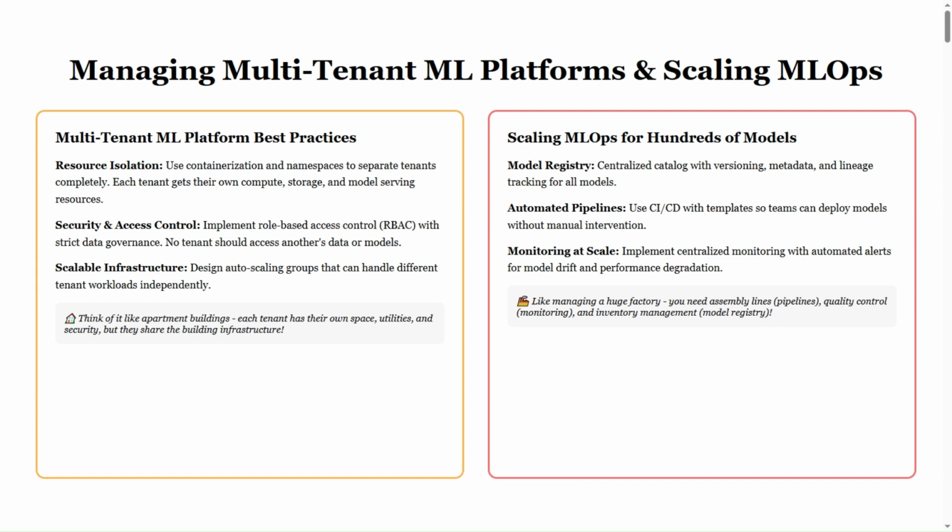Monitoring at scale. Implement centralized monitoring with automated alerts for model drift and performance degradation. Like managing a huge factory, you need assembly lines, monitoring, and inventory management working together perfectly.